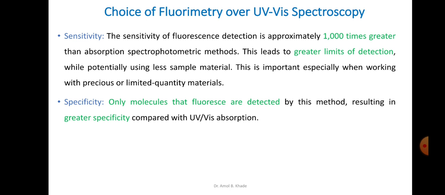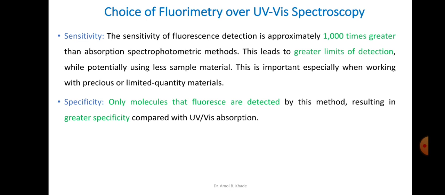But in the case of fluorimetry, only the fluorescent substance will contribute to the readings, right? In this case, we are measuring the intensity of emitted radiation. So the impurities which are non-fluorescent will not affect your reading in fluorimetry, in short, right? If you have impurities which are non-fluorescent in the sample, they will not be detected, they will not interfere usually in the detection of your sample.